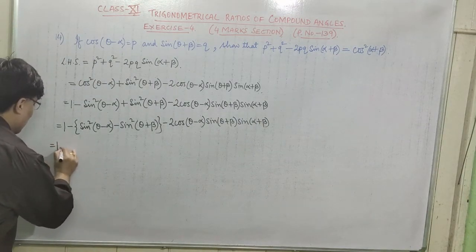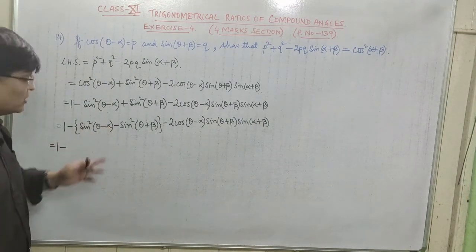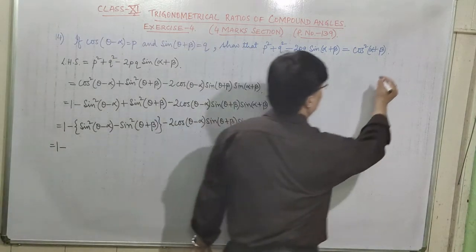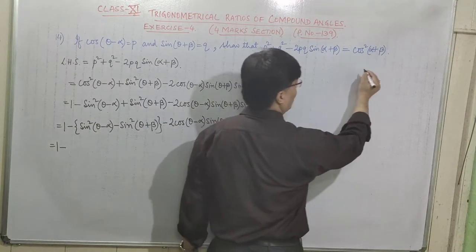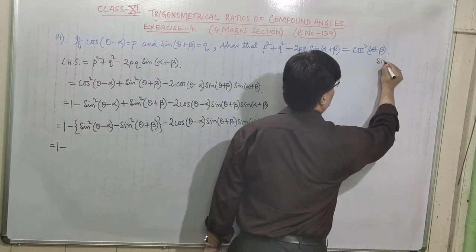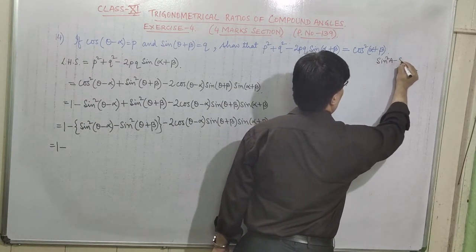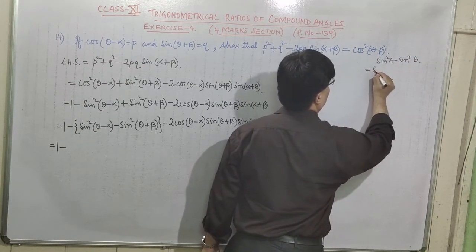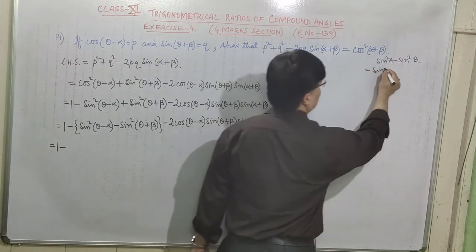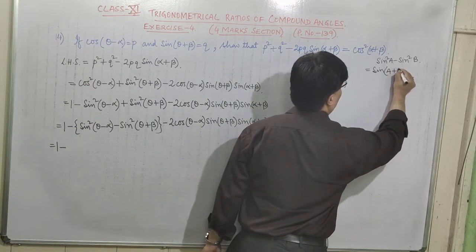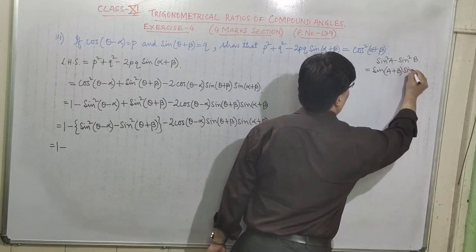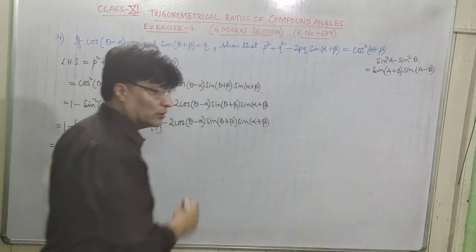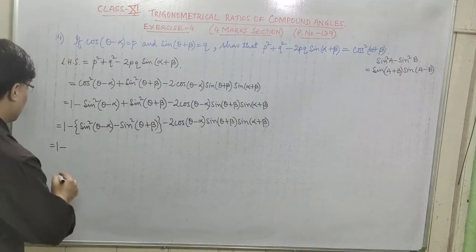So which is equal to 1 minus, what is the formula that you can use here? This is sine square A minus sine square B. So you should know this formula. I am writing here sine square A minus sine square B. What is the formula that you can use here? It is sine of A plus B into sine of A minus B. So this is the formula that you can use here. Sine of A plus B into sine of A minus B.